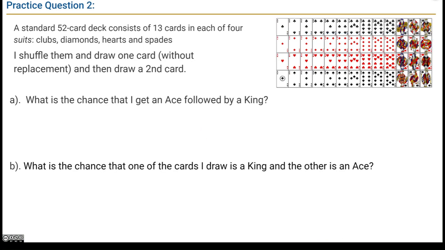Okay, so let's keep a card analogy, but now I'm going to draw one card. I'm not going to put it back, and then I'm going to draw a second card. So now I want you to calculate what's the chance I get an ace followed by a king, and then what's the chance that one of the cards I draw is a king and the other is an ace. Just go ahead, put it on pause, and give it your best shot.